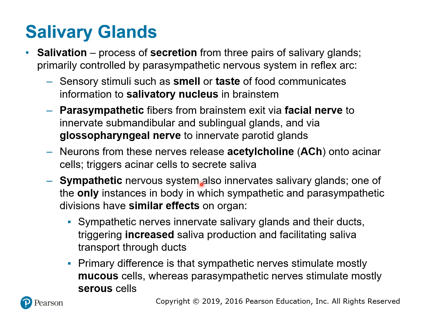Now, the signal that is released by the neurons is going to be acetylcholine, or ACh. This is a neurotransmitter that the nervous system sends, and it is going to start triggering the acinar cells, which are going to secrete saliva. Now, in terms of the sympathetic nervous system, the part of the nervous system that controls your fight or flight response.